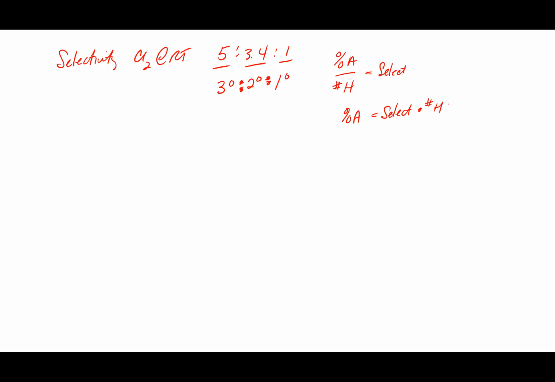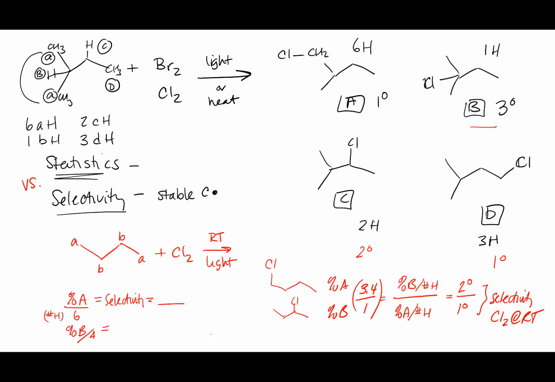Okay, so here's an example. Let's go back to this problem right here. Let's go back to butane, do chlorination at room temperature with light. What would be the percentages of 1-chlorobutane and 2-chlorobutane that I would get for that reaction? And what would be the major product?